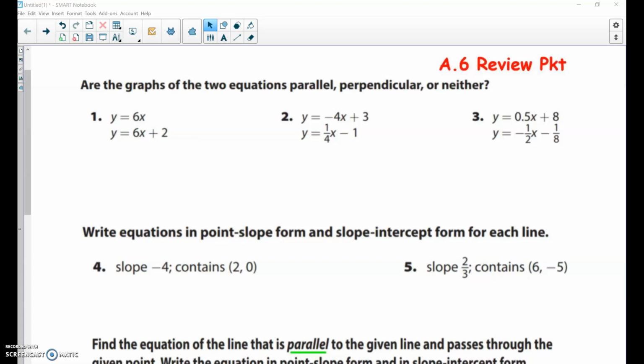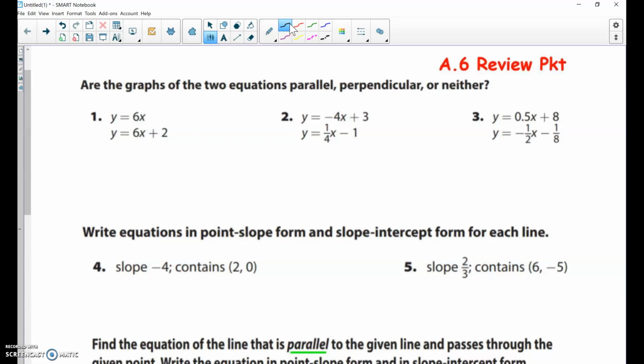All right, so this is Mr. Mola going over a few questions from your review here. So there's 11 questions on here, 4 different kinds of questions, so I'll do one of each. So if we look here at the first 3, they are asking if they're parallel, perpendicular, or neither.